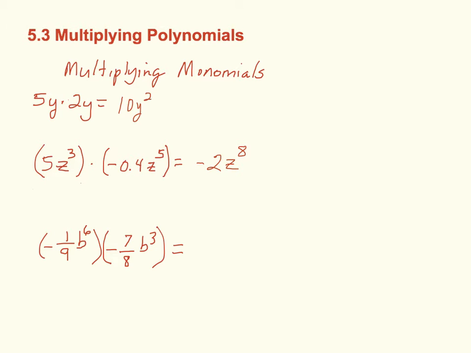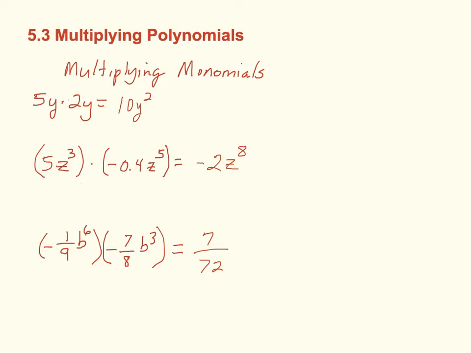Then we have fractional coefficients. The fractions are easy to multiply. Remember, when you multiply fractions, you multiply numerator times numerator, denominator times denominator. So we have a negative times a negative. That gives us a positive fraction that is going to be on our simplified expression. 1 times 7, and multiplying numerators gives me 7. 9 times 8, 72. And it's positive because a negative times a negative is a positive.